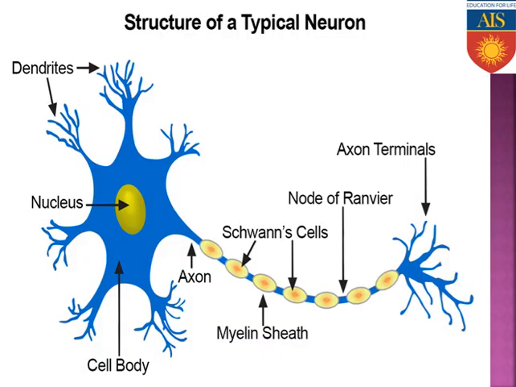Next, we can see the structure of the typical neuron. We all know in the structure of the neuron there are 2 to 3 portions. The first portion is the cell body or cyton, the second portion is the axon, and the third portion is the axon terminal or synaptic knob.